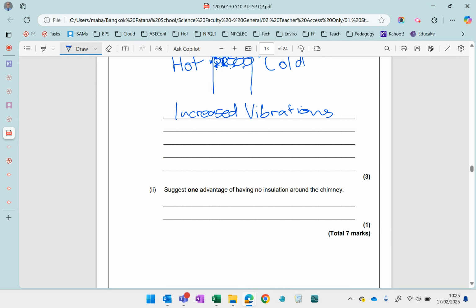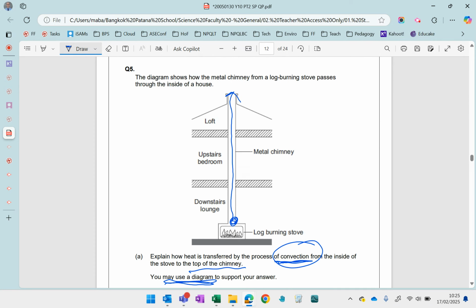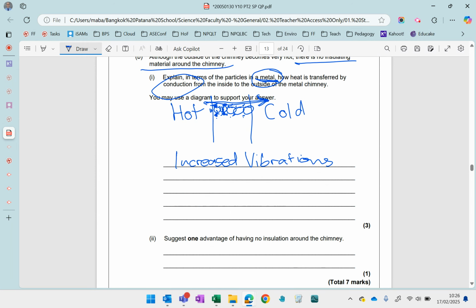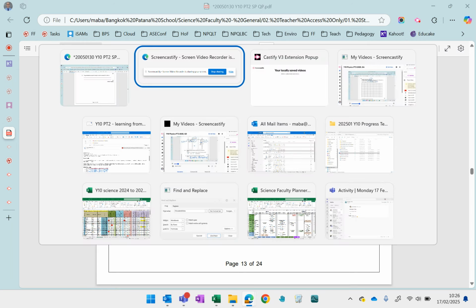One advantage of having no insulation around the chimney. Let's look back at our diagram. You can see that if there was insulation around the chimney, then all of the heat would stay in the chimney and just go out of the chimney at the top. However, because there's no insulation, that heat can radiate into all of the rooms, and it will radiate into the loft space as well. So heat is transferring from the chimney and warming the rest of the house. And that's the end of that question.